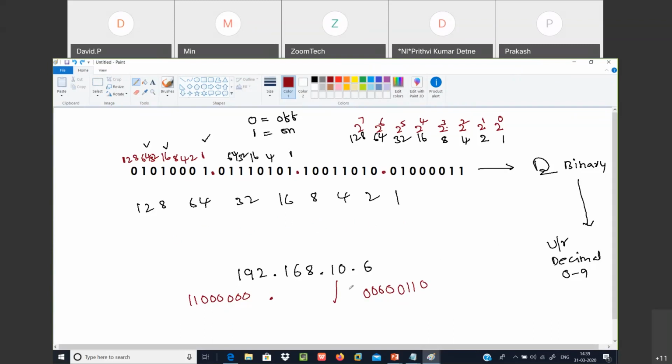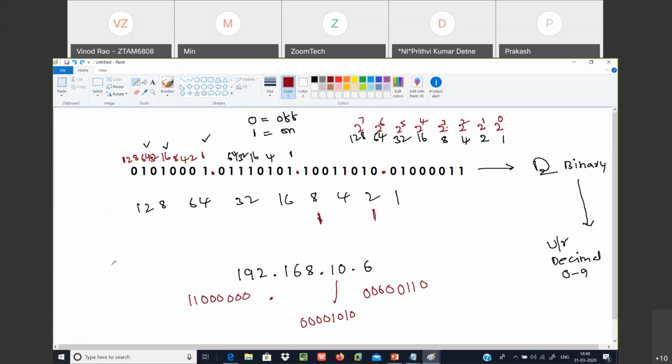8 plus 2 is 10, right? That means the 8 place is 1, the 2 place is 1, and all the remaining are 0. So here it is 0, 0, 0, 0, 1, 0, 1, 0. These are one of the methods, or you can go for LCM also. So take 168 and do LCM, you can get the value. So like this, we can convert from binary to decimal and decimal to binary.